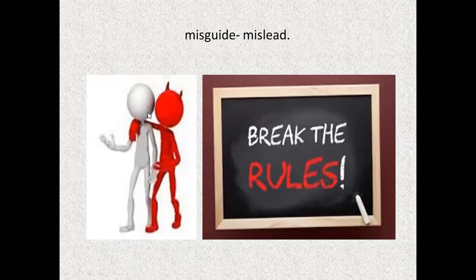Misguide. See, who is this person here? So if somebody like this one, this red one here guides you, you will really be misguided, or what is given to you is misleading. Now, if you follow this kind of person, you are called misguided, and you will likely break the rules. So anybody who breaks the rules is called misguided.